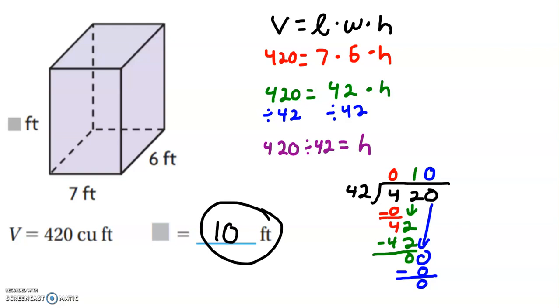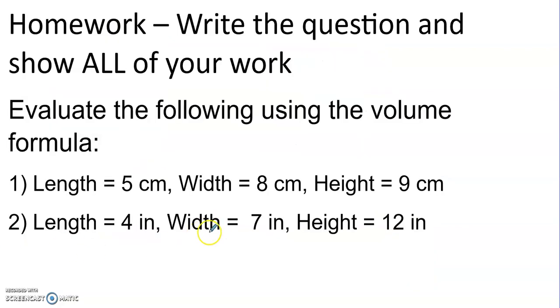Now that we've done 2 problems, I want you to try on your own. So here you have the length 5, the width 8, and the height 9. They're all in centimeters, so you don't have to worry about that. In the second problem, you have the length 4, the width 7, and the height is 12. And all of them are in inches. So you need to find the volume for each one of them.